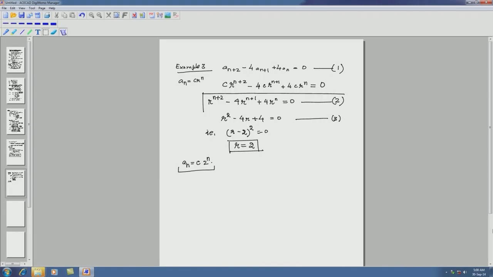In fact, the theory says that the general solution of a second order linear homogeneous equation will be of the form c 1 times one solution plus c 2 times another solution, which is not a multiple of the first one. Now, from the characteristic equation, we get no other solution. That is why we consider the equation 2.